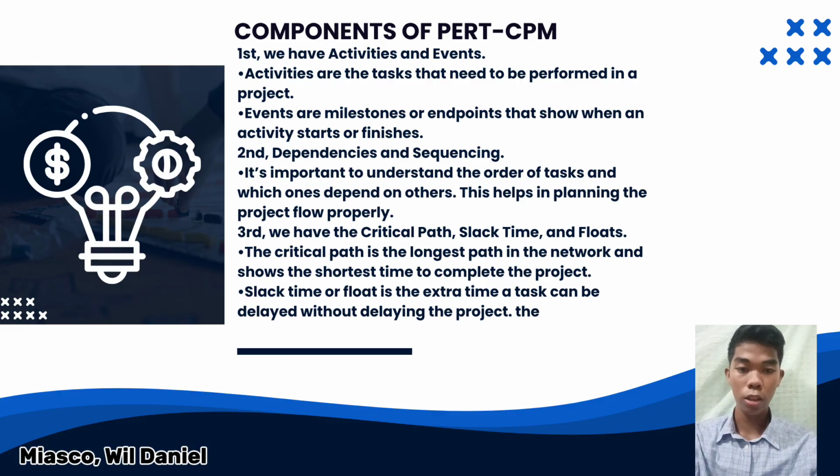Lastly, we have the critical path, slack time, and floats. The critical path is the longest path in the network and shows the shortest time to complete the project, while the slack time or float is the extra time a task can be delayed without delaying the project.